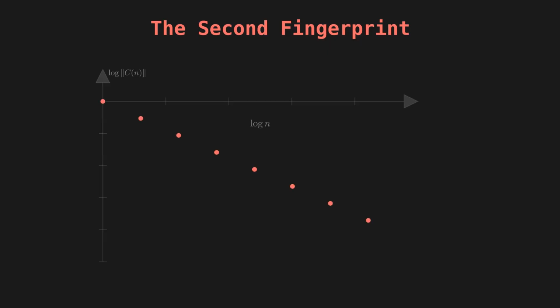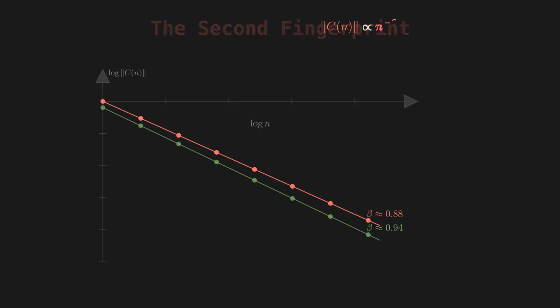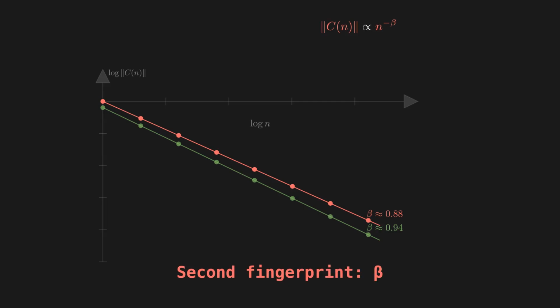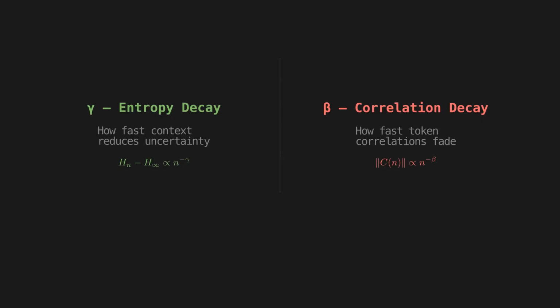The strength of these correlations decays with n as a power law, with exponent beta. For TinyStories, beta is about 0.88, whereas for WikiText, it's about 0.94. This is the second fingerprint, how quickly statistical relationships between tokens fade with distance. Like gamma, it's a property of language, not the model. We now have 2 numbers that describe the statistical structure of a text corpus. What the paper shows next is how these 2 numbers, and only these 2 numbers, determine the scaling law exponent.